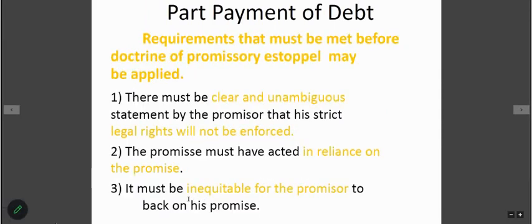Payment of debt: requirements that must be met before the doctrine of promissory estoppel may be applied. There must be a clear, unambiguous statement by the promisor that his strict legal right will not be enforced. The promisee must have acted in reliance on the promise. It must be inequitable for the promisor to go back on his promise. Okay, all these things must be fulfilled before promissory estoppel applies, right?